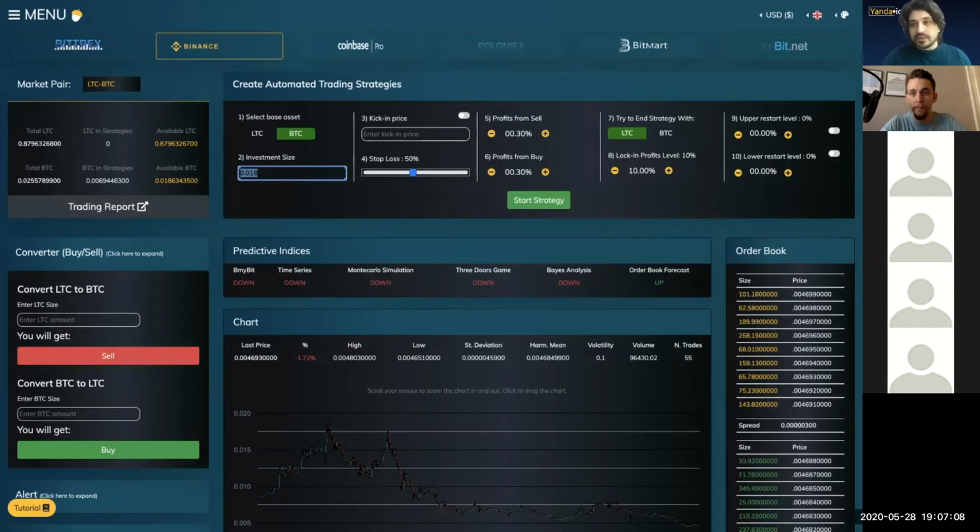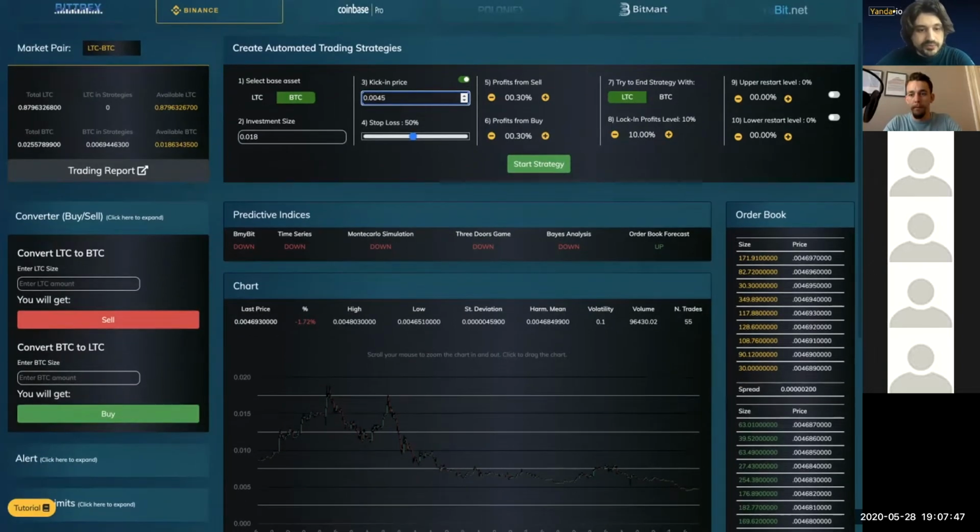Every strategy, once it starts, immediately splits the initial investment in two sides. One, in this case, is going to be staying in Bitcoin, and the other 50% is going to be immediately converted into Litecoin, to create the opportunity and the space for the strategy to act on both sides, when it has to sell and when it has to buy. So with the kicking price, you're basically telling the strategy, wait until the price is 0.0045. Why this number?